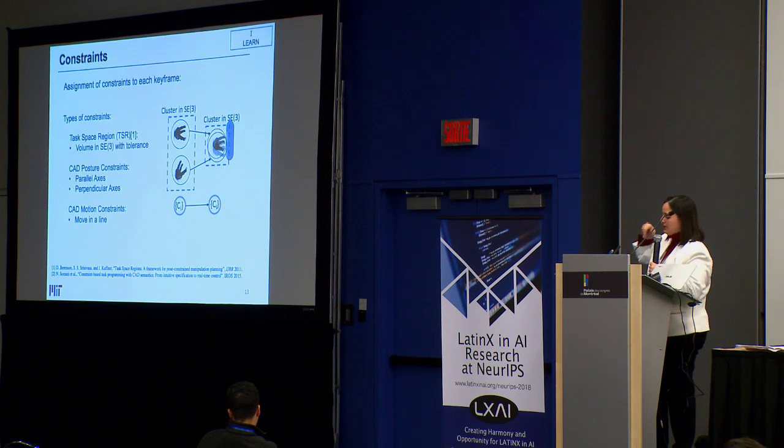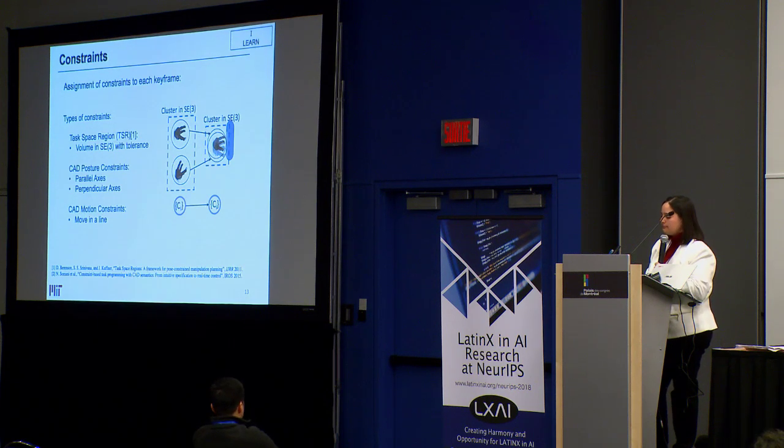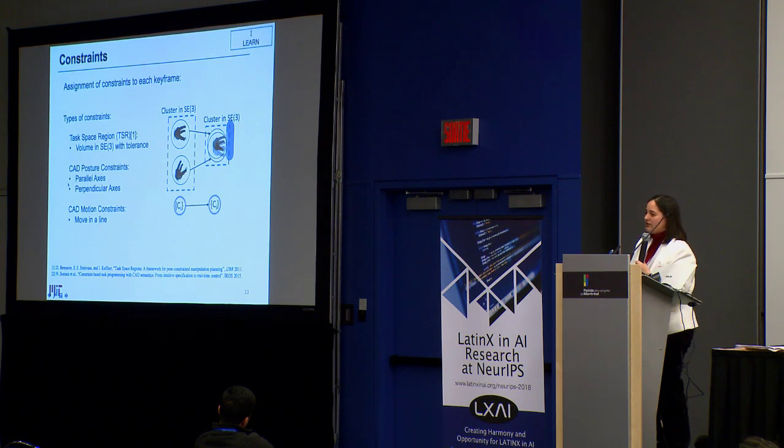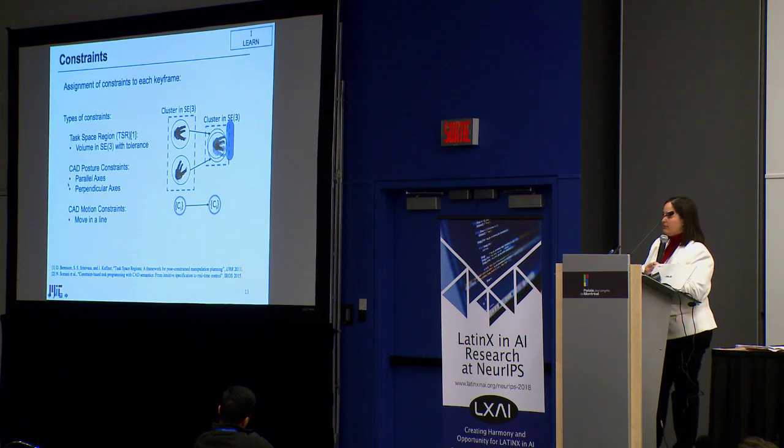So for example, for grasping the cylinder, in the first keyframe, it really doesn't matter where you are, but when you approach the object, you really have to, for example, have one axis of your hand parallel to an axis on the cylinder. Other types of constraints, when you don't have tolerance, are parallelism or perpendicularity constraints that really ask the robot to satisfy those constraints exactly. And these are very important in assembly or disassembly tasks, which are very typical in manufacturing.